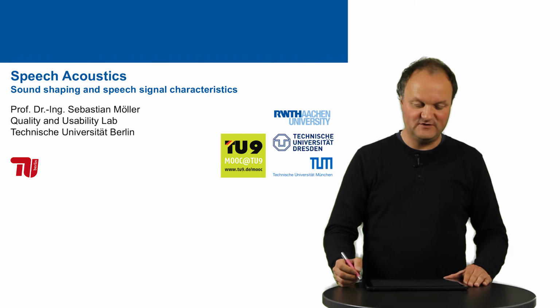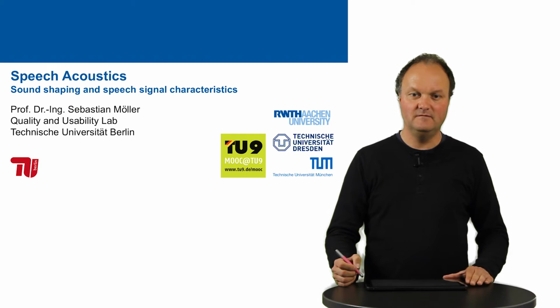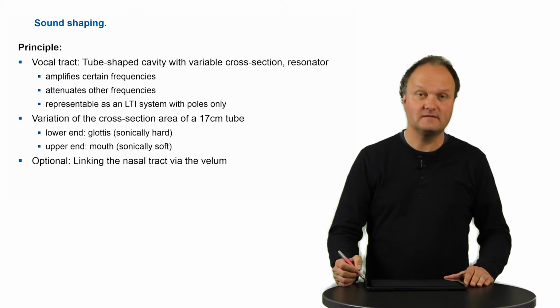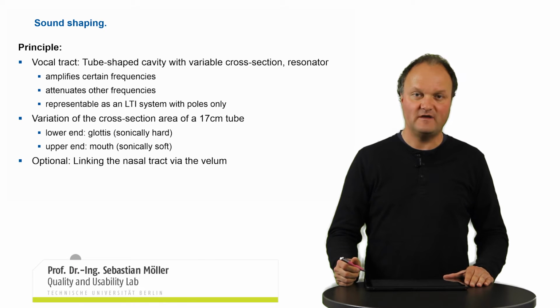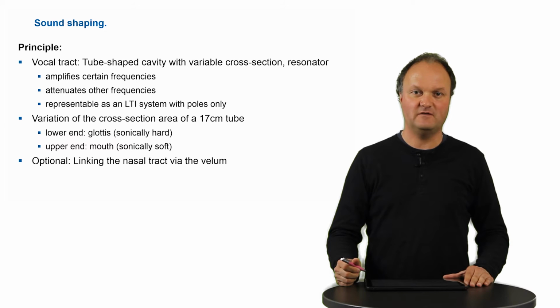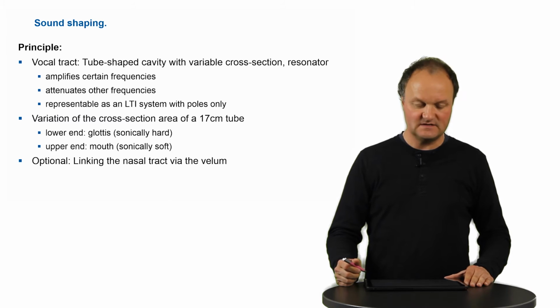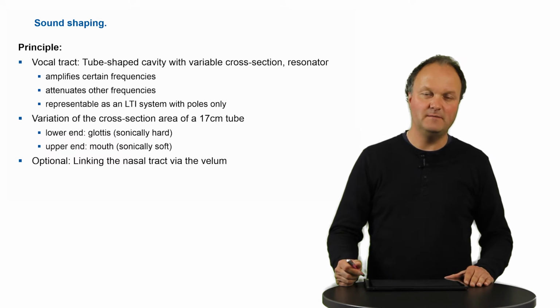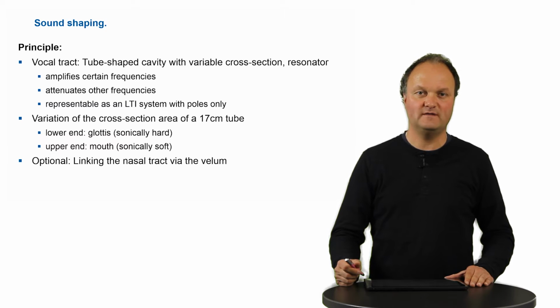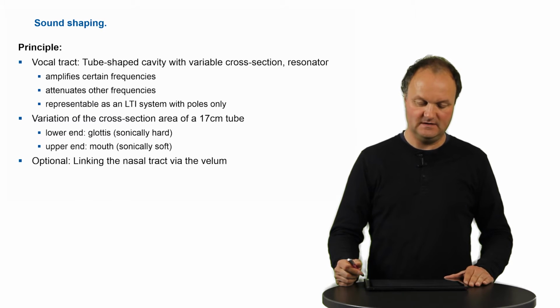The second part of the speech production process is the shaping in the vocal tract. The vocal tract is in fact a tube-shaped cavity with a variable cross-section area which acts as a resonator, so it is able to amplify certain frequencies from the excitation signal and attenuate other frequencies. So it puts a kind of envelope over the spectrum of the excitation signal. The maxima of this envelope are called the formants and the minima are called the antiformants. The maxima are the ones which contain most energy of the speech signal.